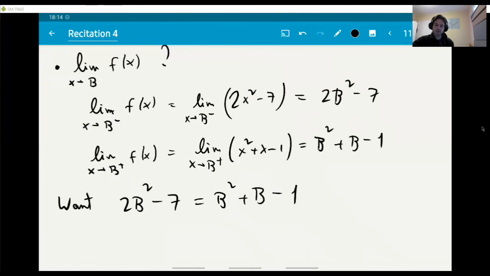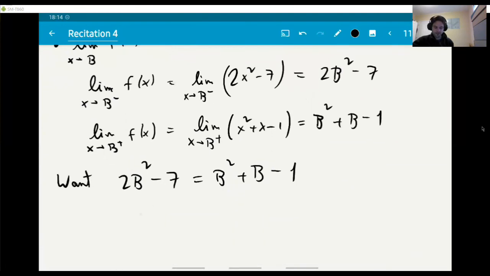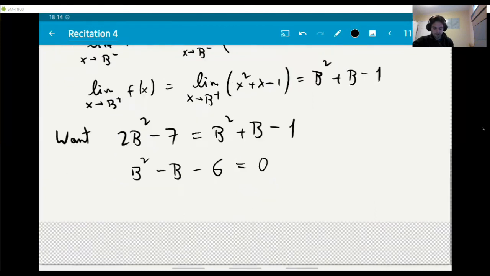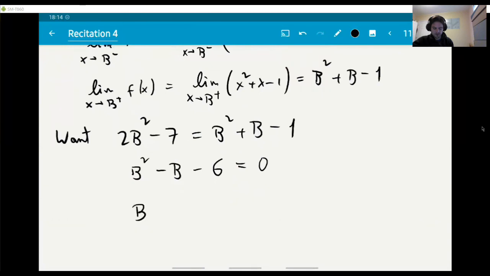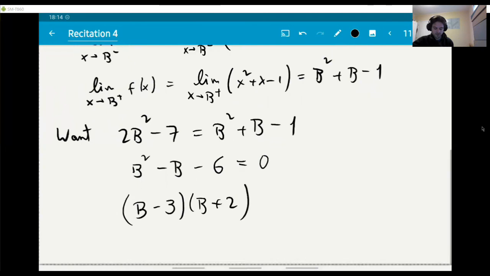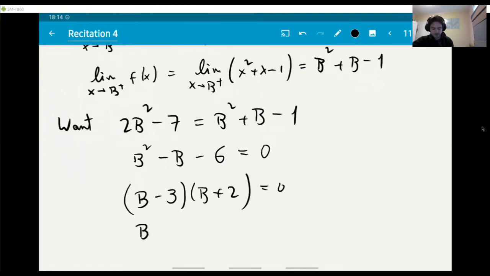So solve for b here. I'm going to do that quickly. This is a quadratic equation. Moving everything to the left, you're looking for two numbers whose sum is minus 1 and product is minus 6. Minus 3 and plus 2 does the trick. So you have two values for b, 3 and minus 2, giving you a match here, giving you equality.